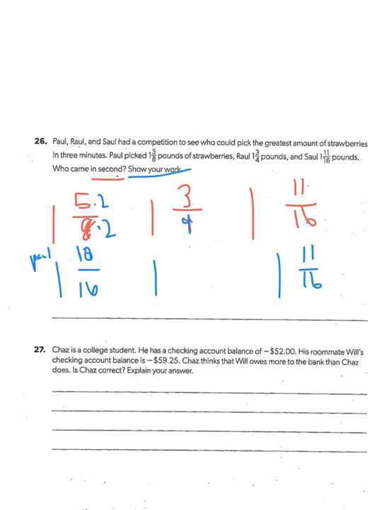Alright, 27. Chaz is a college student. He has a checking account balance of negative $52. Ooh, poor guy. His roommate Will's checking account balance is negative $59.25. Chaz thinks that Will owes more to the bank than Chaz does. Is Chaz correct? Explain your answer. So basically you're just answering this question. Negative 52, negative 59.25. Which one is greater than and which one's less than? So figure that out. And explain your answer.